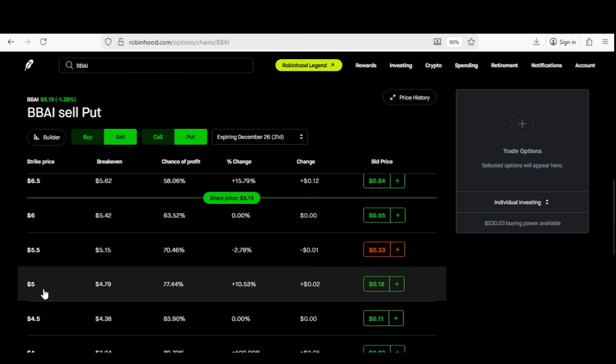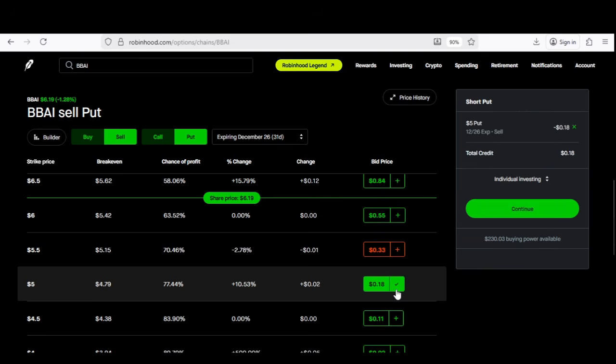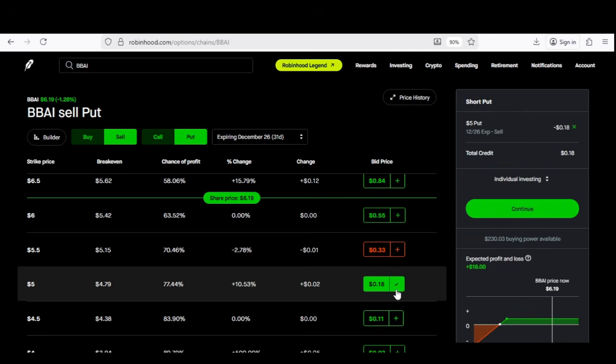Now, with the $5 price, because this is an income generating option strategy, I'm going to be paid. The amount I'm going to be paid is 0.18 here, or $18. Each option contract contains 100 shares. So you simply multiply the amount of money you're going to be making, which is 0.18 or 18 cents, by 100 shares, and that's going to give you $18.